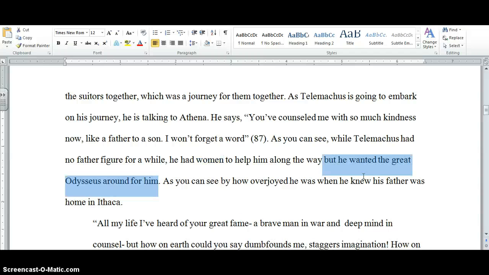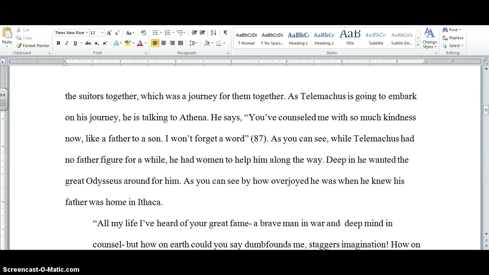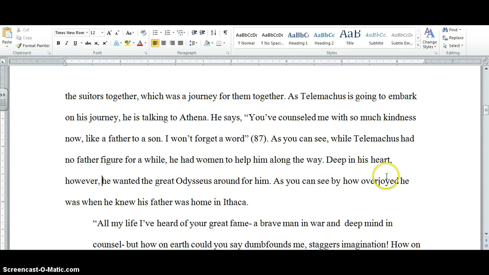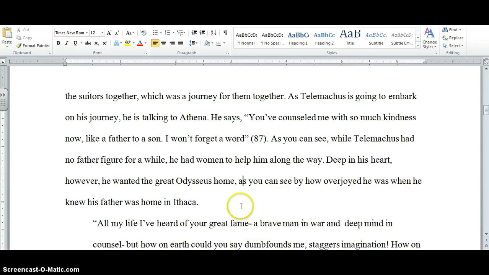I see. So what you wanted to do was put this. "Deep in his heart, however, he wanted the great Odysseus home, as you can see by how overjoyed he was when he knew his father was home in Ithaca."